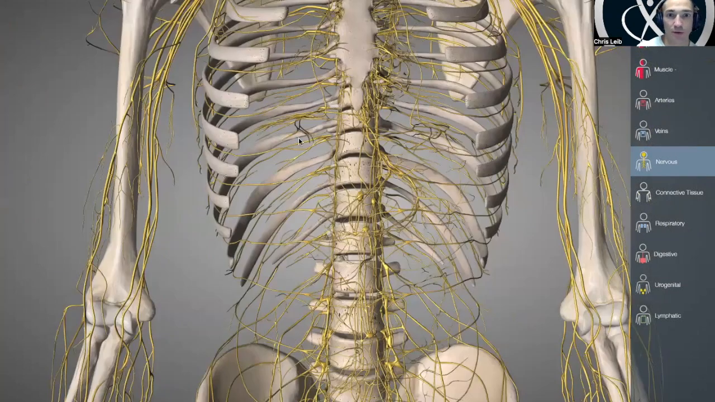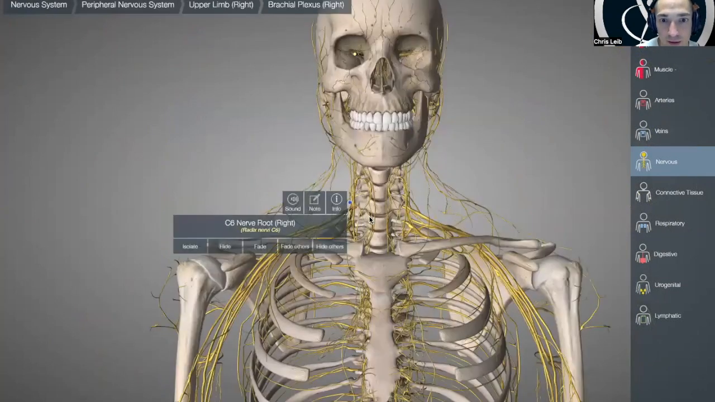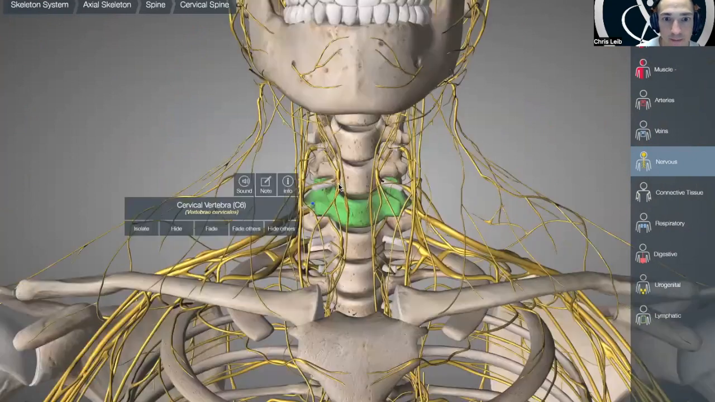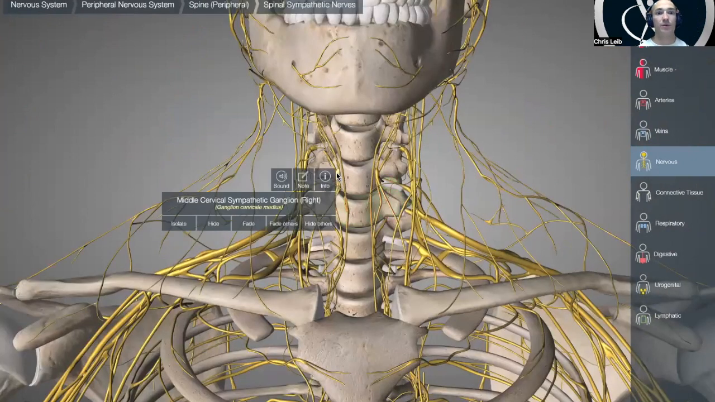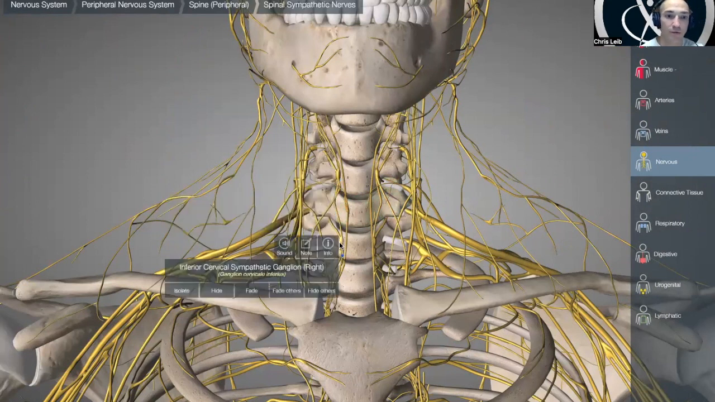If we move up here a little bit, you can see up into the neck, there's some ganglia up in here. This is your middle cervical sympathetic ganglia, and then down here we have the inferior cervical sympathetic ganglia. So we have these ganglia which are directly related to our fight or flight or sympathetic response, and they're very much right in the neck with the other neurology there.